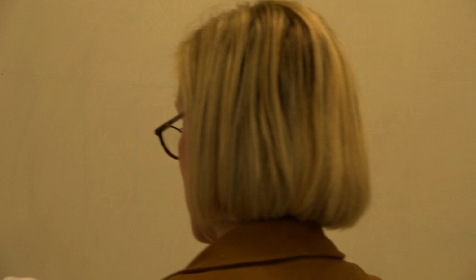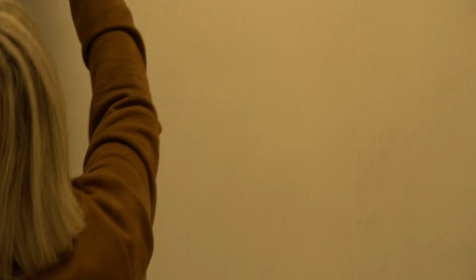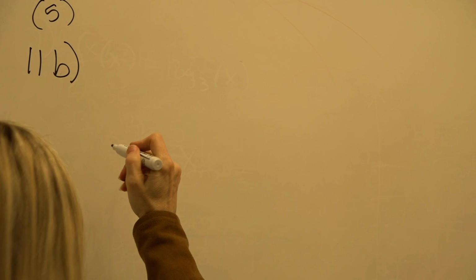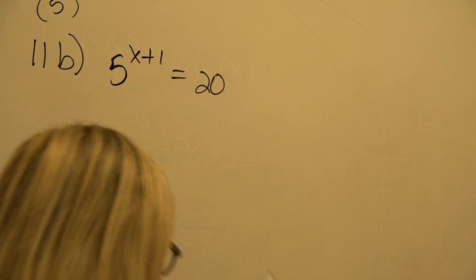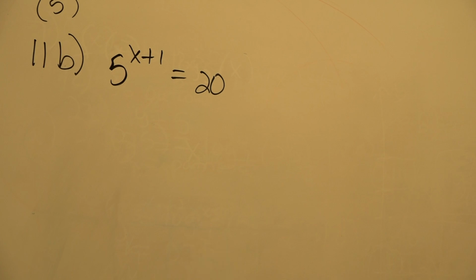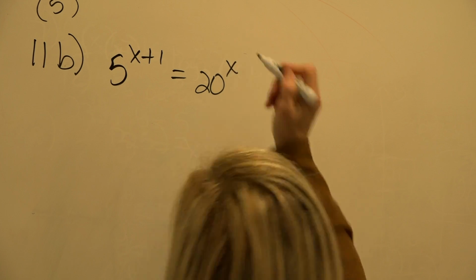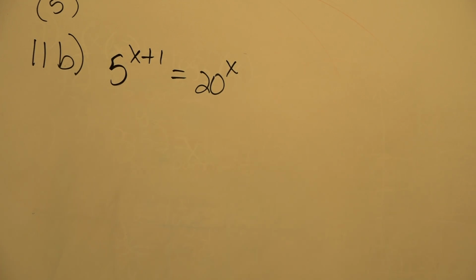All right, so 11B. This one is worth 5 points, lots of steps on this one. So we have 5 to the x plus 1 equals 20 to the x, and we want to solve and get an approximate answer for x, rounded to 4 decimal places. Okay, so what we're going to do is, 20 is not a power of 5.